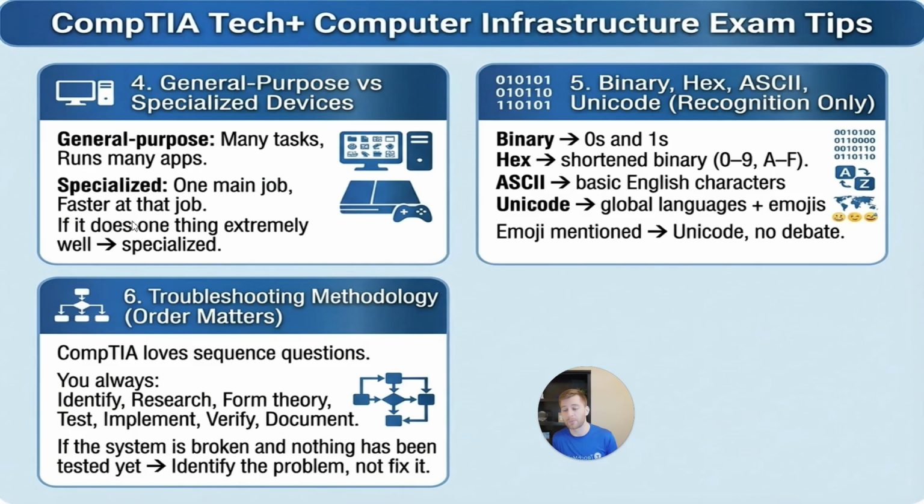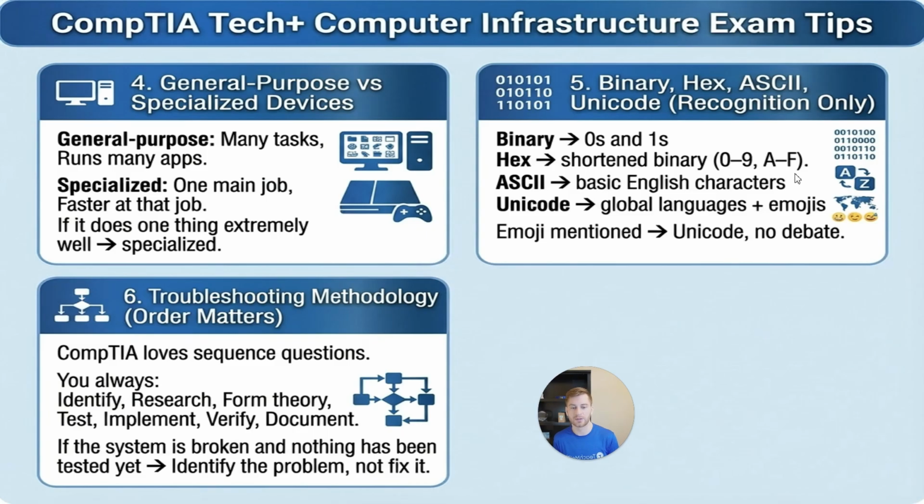And just remember, if one thing does something extremely well, and it's mainly made to do that thing, it's a specialized device. Binary, hex, ASCII, and Unicode. We've talked about this already quite a bit. Binary, zeros and ones, are bits and our bytes. Hex is shortened binary, 0 to 9, A through F.